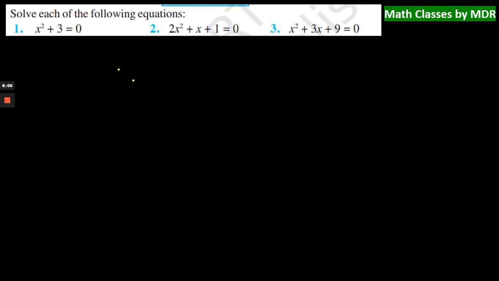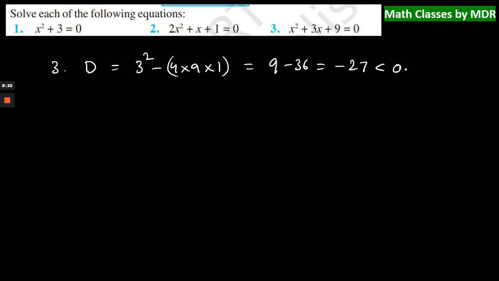Now let us see the third one. The third one is 3x squared plus 3x plus 9. Let's see the discriminant, b squared minus 4ac: 3 squared minus 4 into 9 into 1. Here c is 9, a is 1 actually. So 9 minus 36, which is equal to minus 27, which is less than 0. So your x has an imaginary value.